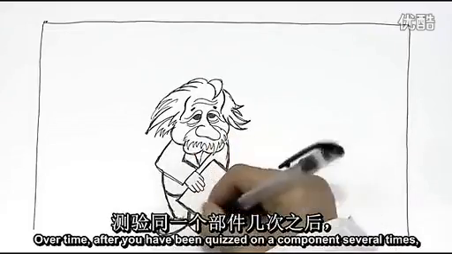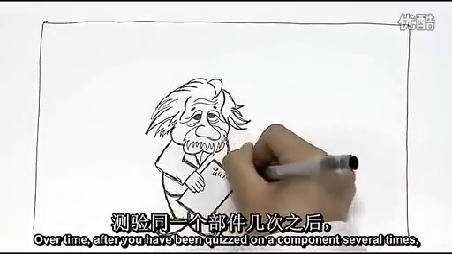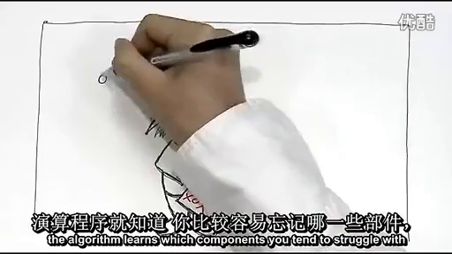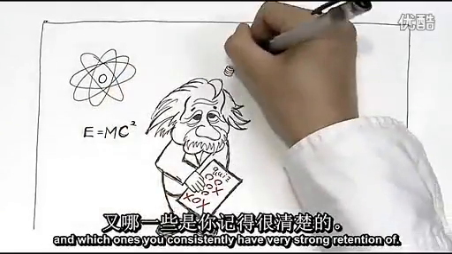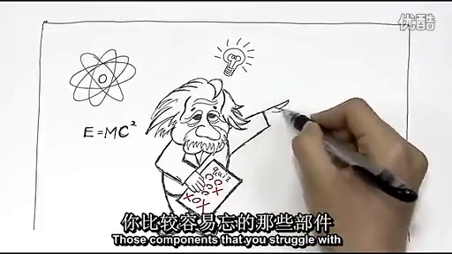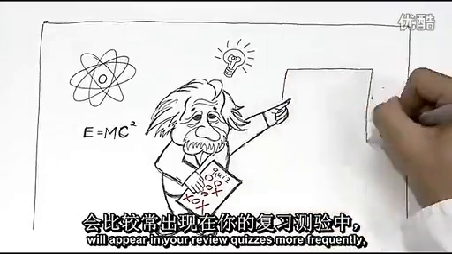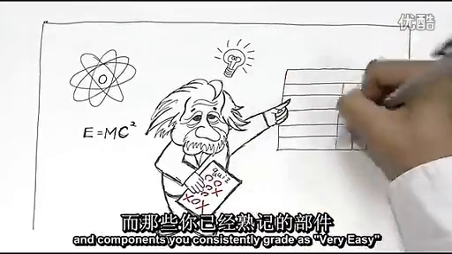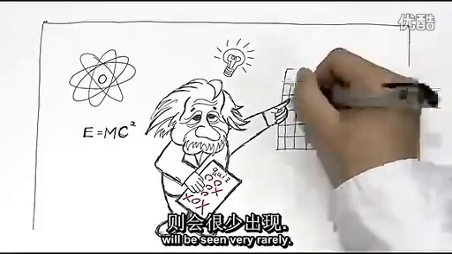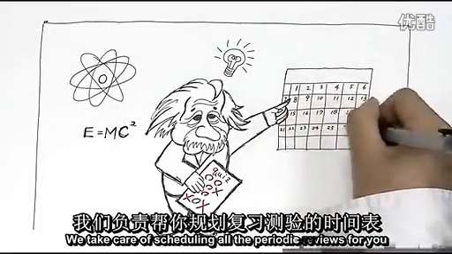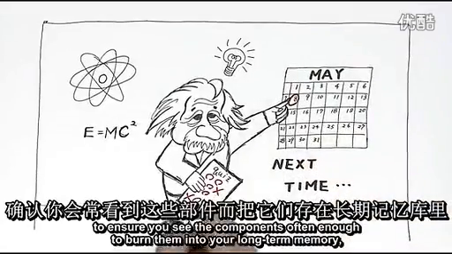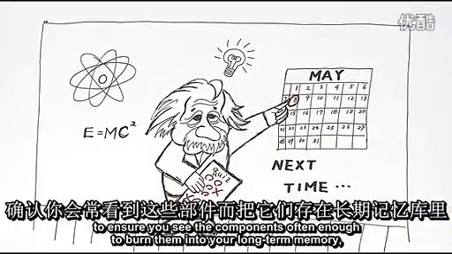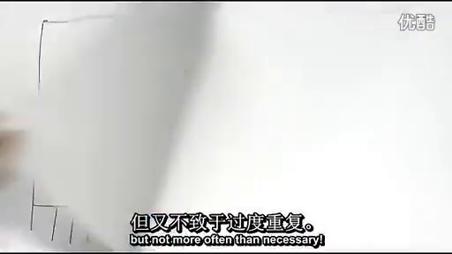Over time, after you have been quizzed on a component several times, the algorithm learns which components you tend to struggle with and which ones you consistently have very strong retention of. Those components that you struggle with will appear in your review quizzes more frequently, and components that you consistently grade as very easy will be seen very rarely. We take care of scheduling all the periodic reviews for you to ensure you see the components often enough to burn them into your long-term memory, but not more often than necessary.